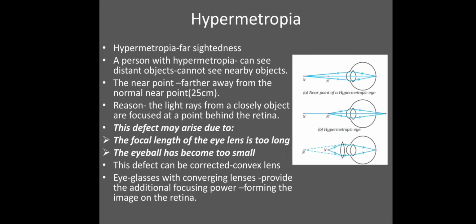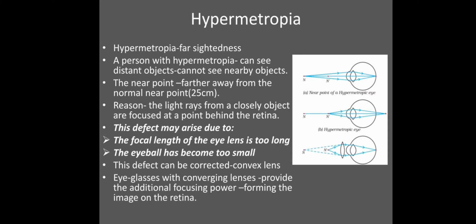Now we are moving on to the next defect, known as hypermetropia. Hypermetropia is also known as farsightedness. A person with hypermetropia can see distant objects clearly but cannot see nearby objects. The near point for such a person is farther away from the normal near point, which is 25 centimeters. So if that person has to read, he has to keep the reading material beyond 25 centimeters from the eye in order to read.